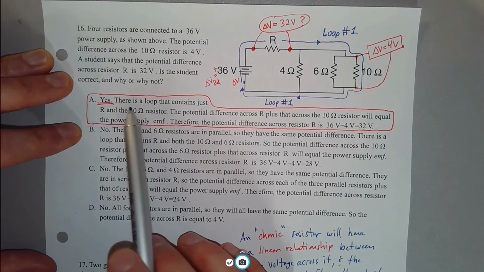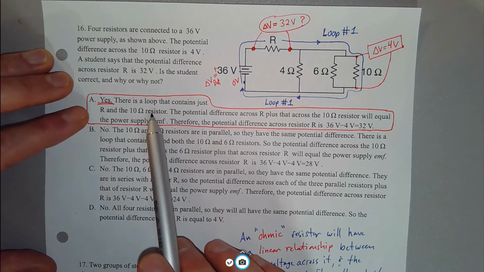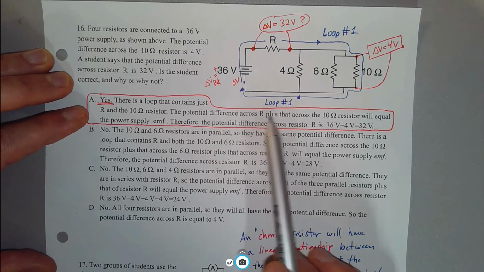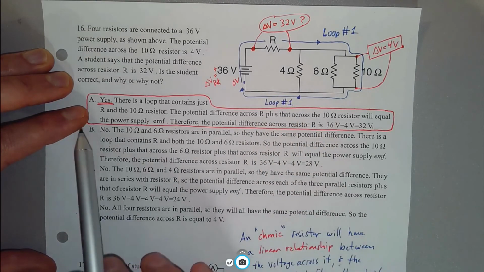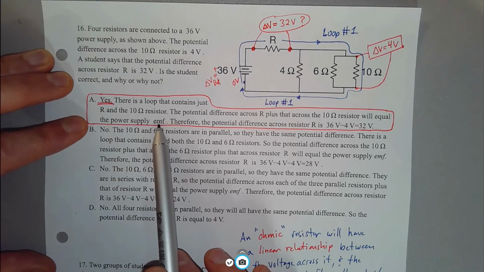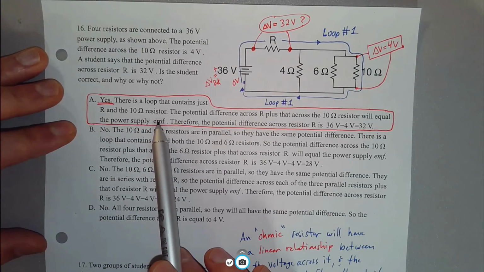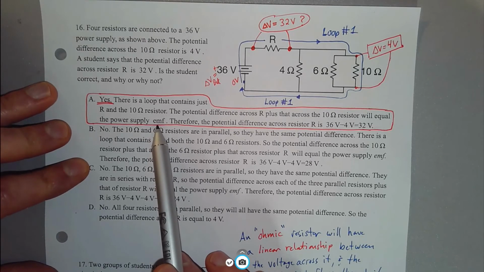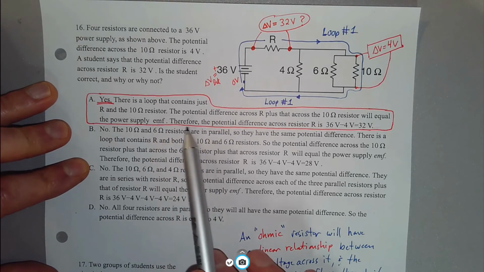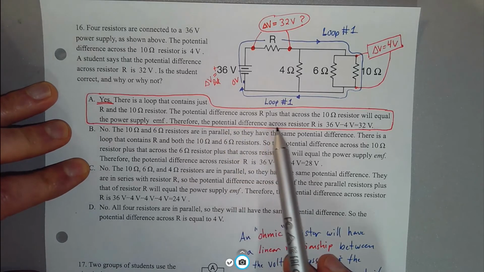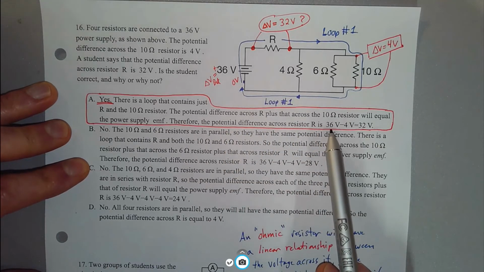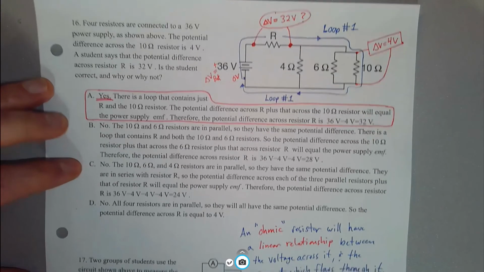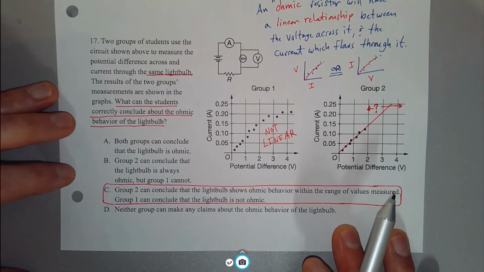There is a loop that contains just R and the 10 ohm resistor that we drew in blue, and the potential difference across R plus across the 10 ohm resistor will equal the power supply EMF. Remember, EMF stands for electromotive force, and that's just another way of talking about an ideal voltage source. So think about EMF like voltage. Therefore, the potential difference across resistor R is 36 volts minus 4 volts, or 32 volts.